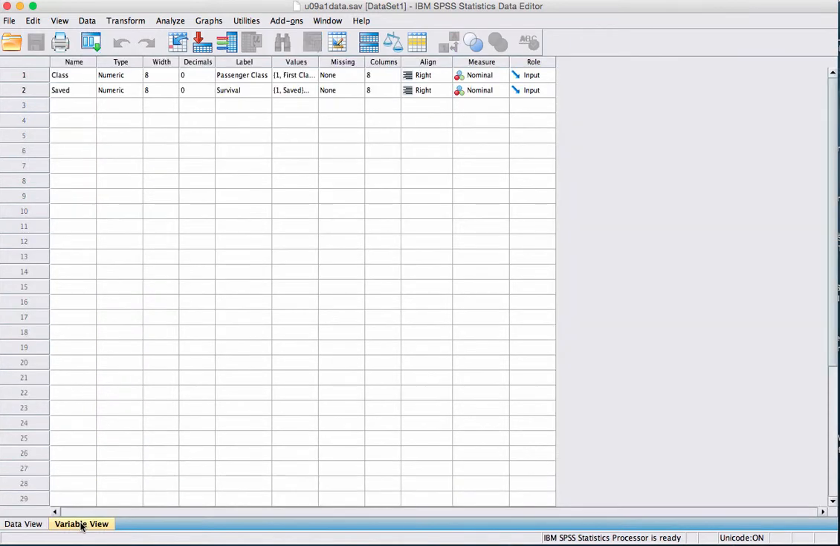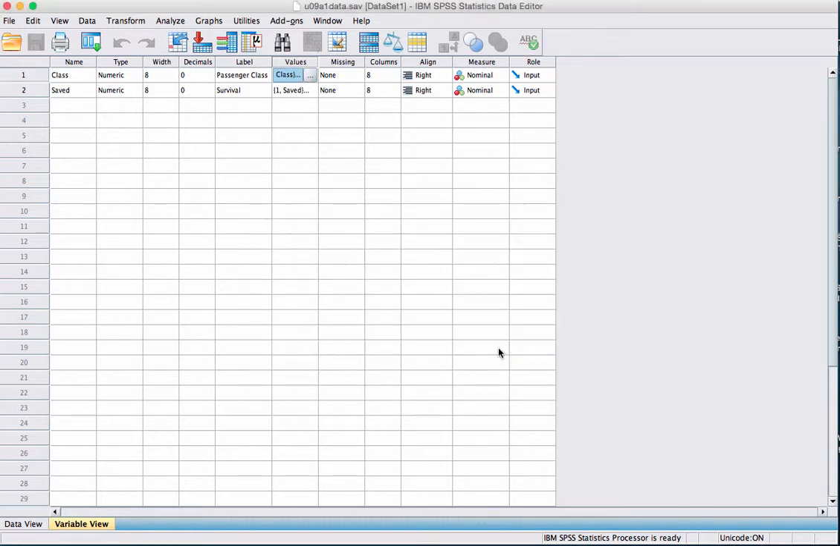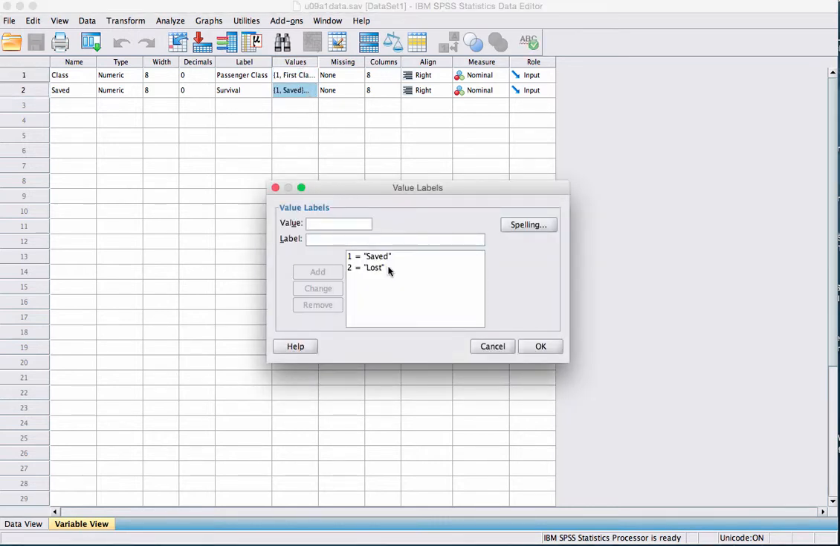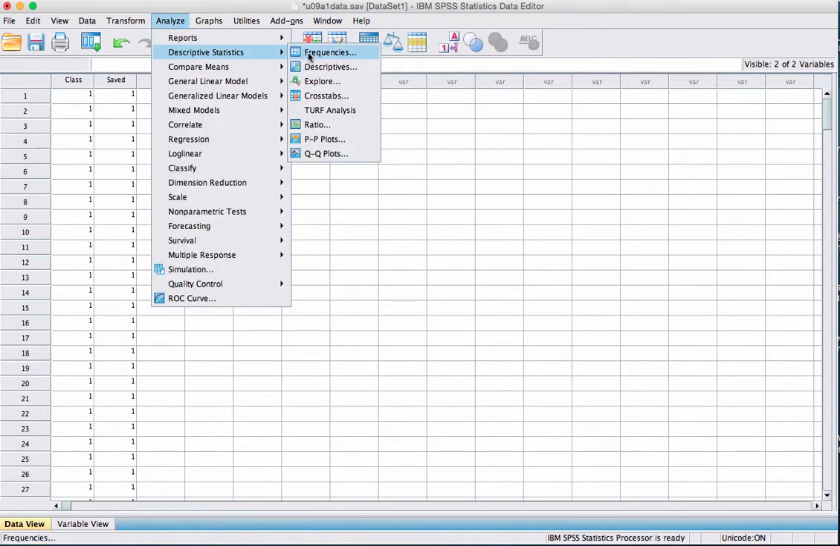If we go to variable view, I'm sorry, we can see that our variables in this case are classified as class, first class, or third class, and saved. So saved or lost. In this case, our research question would be, is there a relationship between women who sat in first class as compared to third class and whether they were saved or lost? Or a more precise research question would be, is there a relationship between class and survival?